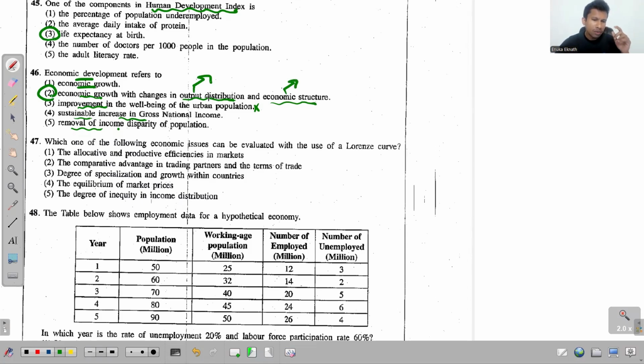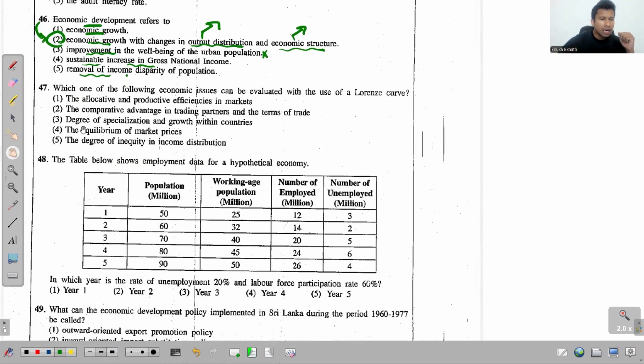When they say output distribution, it refers to how income is distributed and how the output is distributed based on the income. And when they say changes in economic structure, they are referring to whether the economy is moving from an agriculture-based economy to a production-based or maybe service-based economy, right? Those are the structural changes in the economy. So from the 5 options, this has to be the most suitable, right?